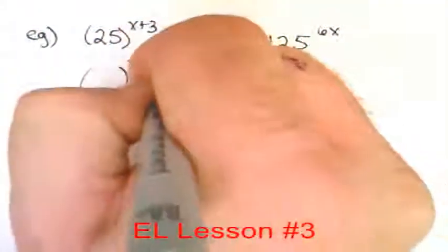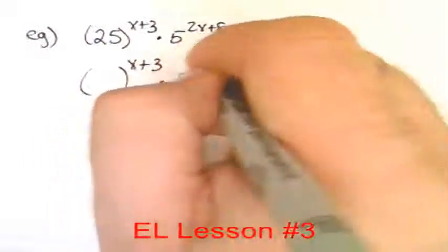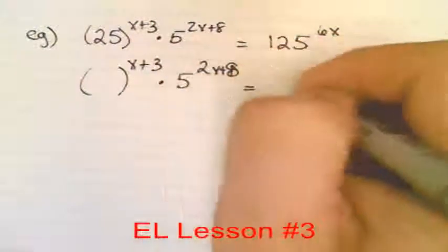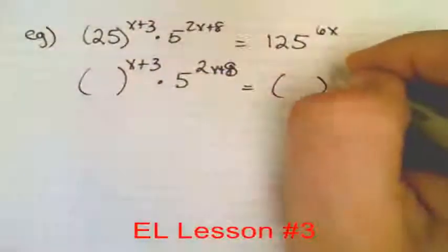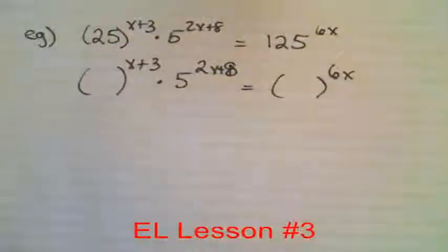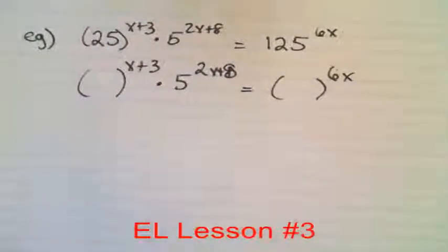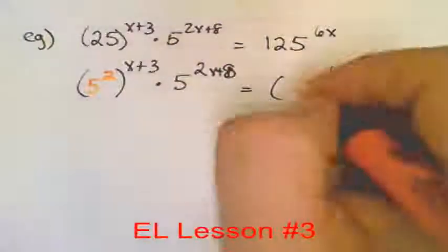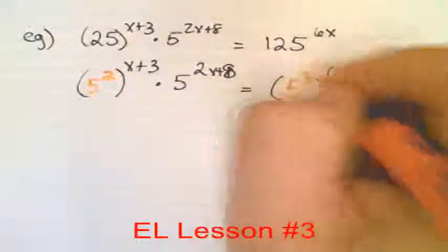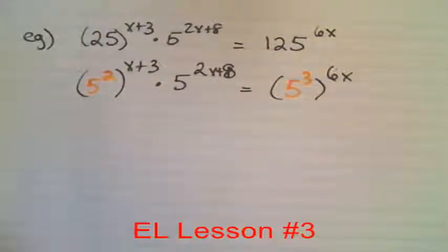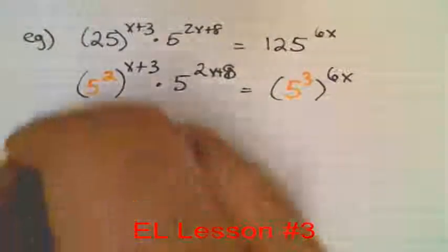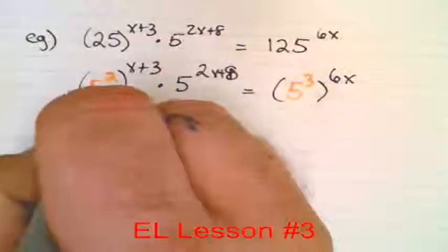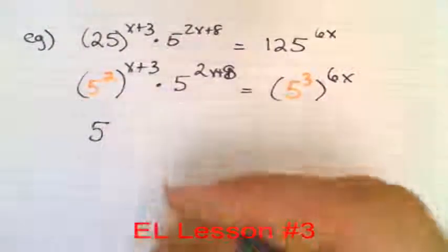So I'm looking at this side and I'm saying, well, 25, that's something in terms of 5 to the power of x plus 3, times 5 to the 2x plus 8. And here I've got 125, or something, to the power of 6x. I'm looking for my common power. My common power is 5. 25 is 5 squared. 125 is 5 cubed. So this gets nasty looking, but nonetheless the whole idea is the same.